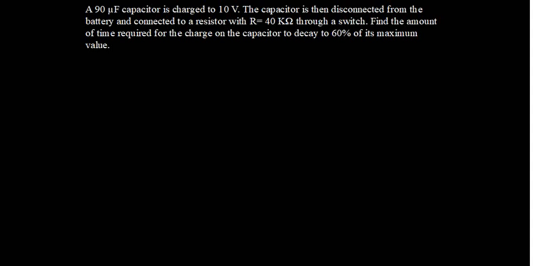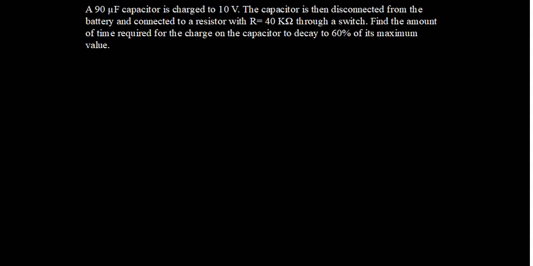Identifying the situation: it is a discharging procedure. The capacitor is already charged. The capacitor is being disconnected from the battery and is just connected with a resistor, and the question also asks for the time for the capacitor's charge to decay to 60%. There are so many things telling me here that it is a discharging process.